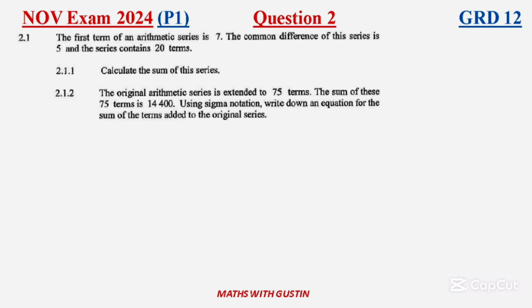Now let's go to question 2. Question 2 reads as follows. The first term of an arithmetic sequence is 7, so therefore it means a is equal to 7. Then the common difference of the series is 5, so therefore it means d here is equal to 5.